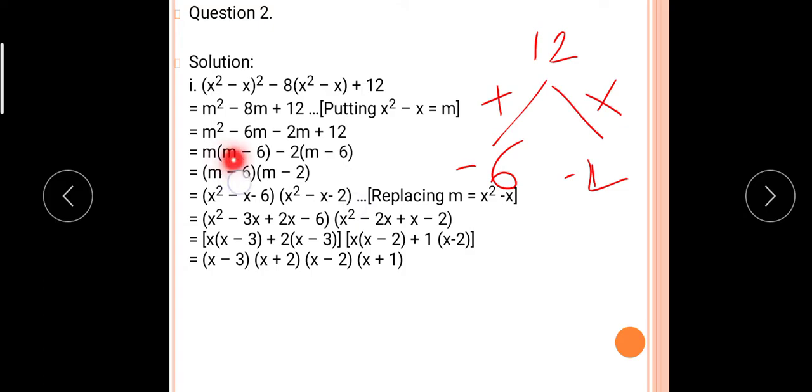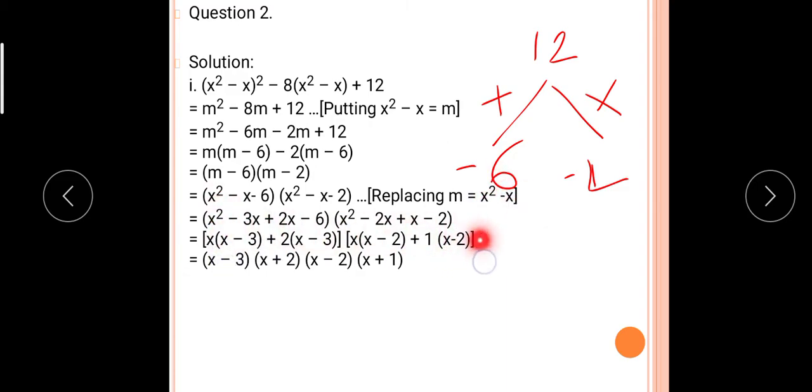Yesterday also I told you this bracket should be the same. Now write m minus 6 in one bracket and m minus 2 in another bracket. Now what is m? M is not the actual variable. What is the actual variable? X. Why? We substituted m for x square minus x. So resubstitute the value, replacing m with x square minus x.